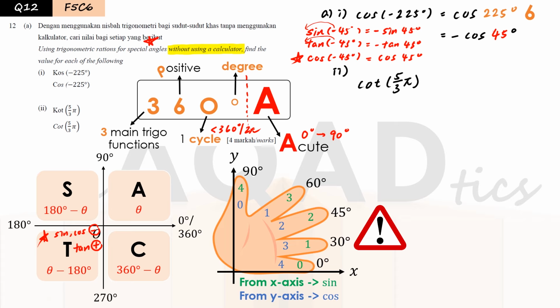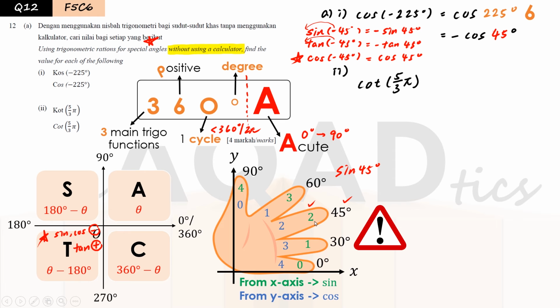Alright, so now let's say we have sine 45 degrees. We want to find the value for sine 45. So we would be looking at the green values and we look at which finger has 45 degrees. So it's this one, right? 45 degrees, and we need to look at the green value. Okay, so the value here is 2.